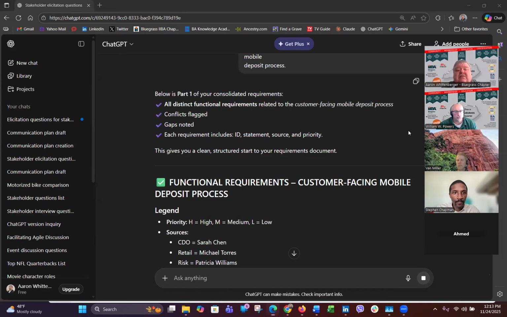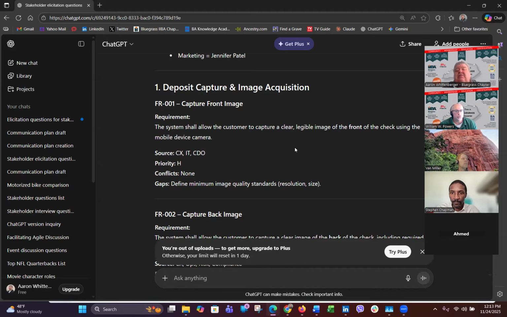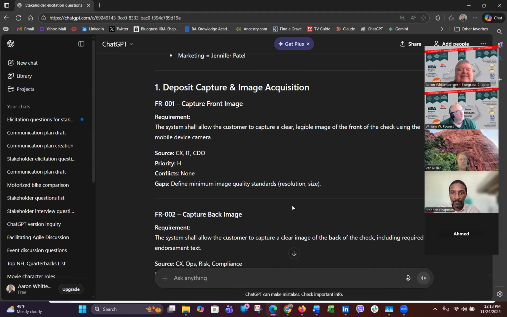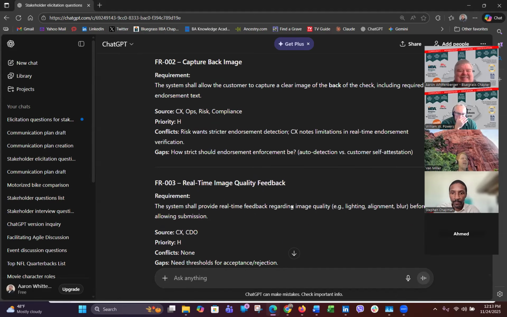And you could see it's going to give me requirements. Requirements FR001, requirement statement there, citing source, priority, conflicts, gaps, which is exactly what we wanted. Upgrade to Plus. Trying to make me pay. Of course.